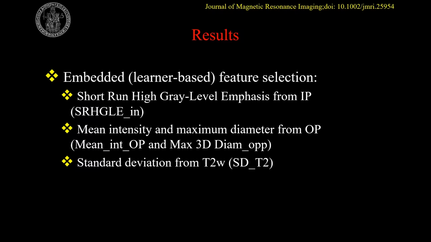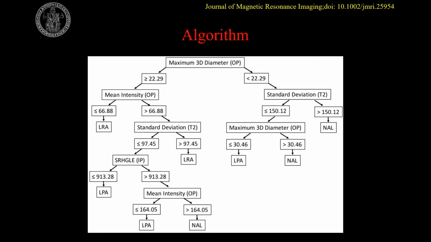The result was that the embedded feature selection method obtained the subset with the best performance on the J48 classifier. The selected features were the short-run high-grade level emphasis from in-phase images, mean intensity and maximum diameter obtained from opposed-phase images, and standard deviation obtained from T2-weighted images. In this slide, you can see the whole decision tree algorithm generated by the J48 classifier using the feature subset derived from the embedded feature selection method.